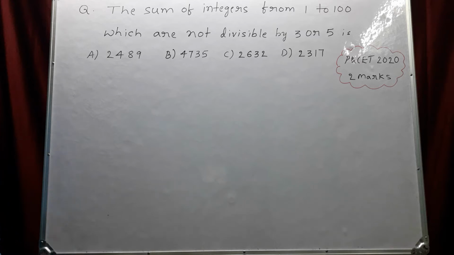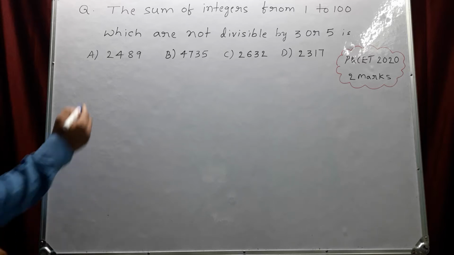Hello everyone. So today we are going to solve some more problems of PGCET MCA 2020 questions. So the question is: the sum of integers from 1 to 100 which are not divisible by 3 or 5 is, so they have given 4 options. So this is a 2-mark question. So let us see how to solve this question.